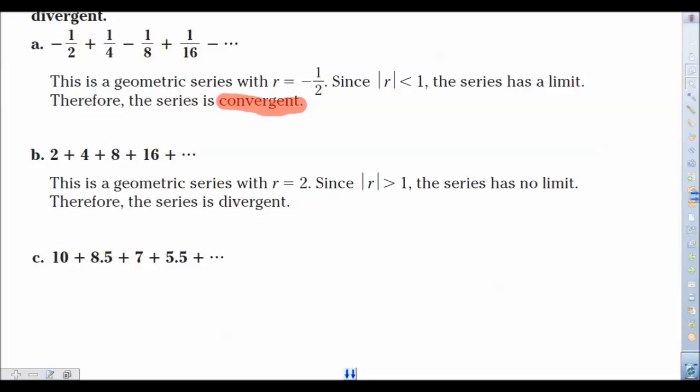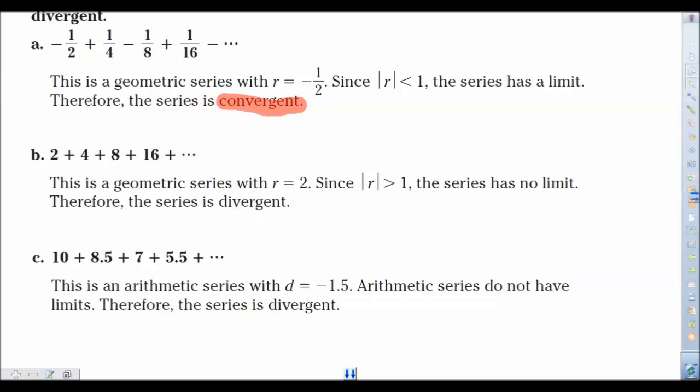Now, one thing you notice about C here is that we have 10 and then 8.5 and then 7 and 5.5. On careful inspection, what you notice is that this isn't even geometric. This is actually arithmetic, and that common difference is negative 1.5. Each term is 1.5 less than the one before it. All arithmetic series are going to be divergent. Every single one of them. So if I ever throw an arithmetic series your way, know for a fact that it doesn't have a sum, and that it's going to be divergent.